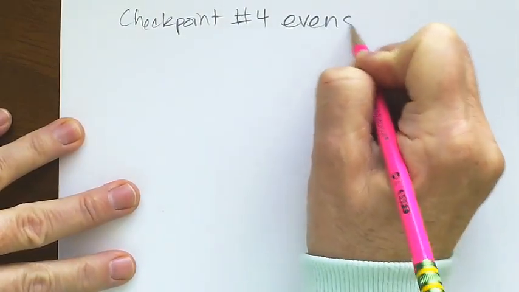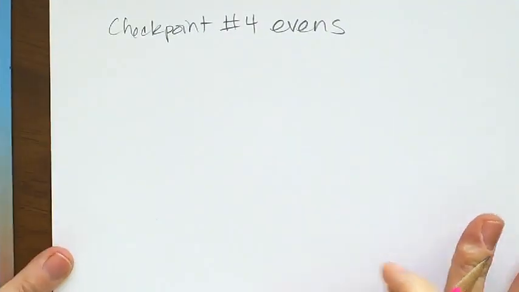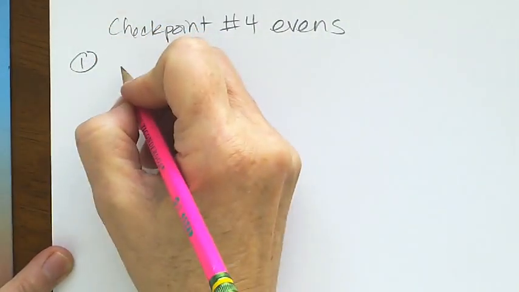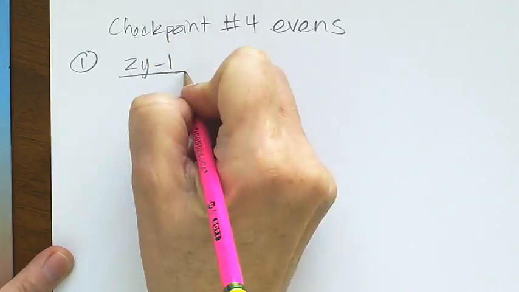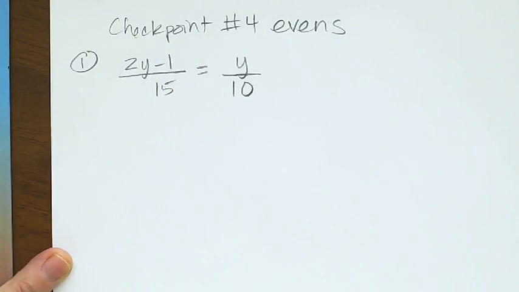And we're starting with evens today, and we'll do odds next time. So for number 1, we have (2y minus 1) over 15 equals y over 10.